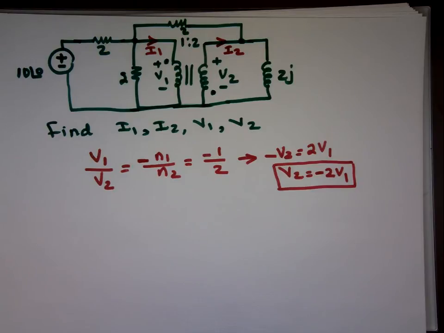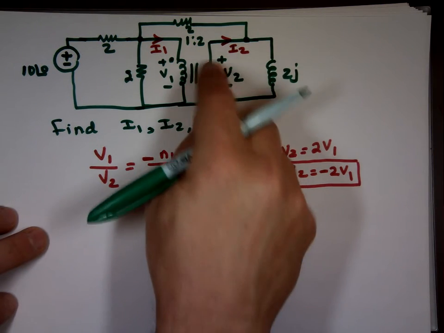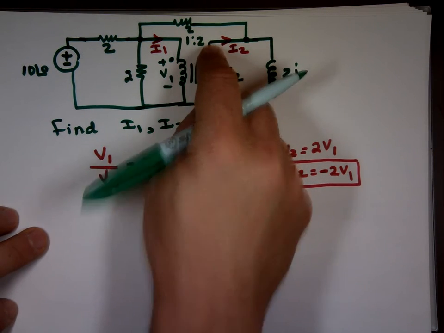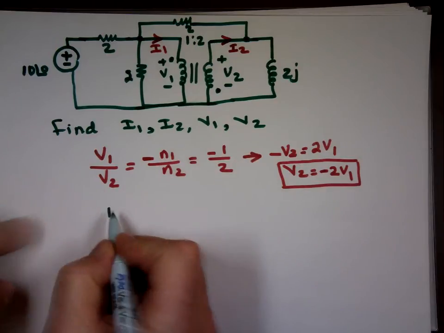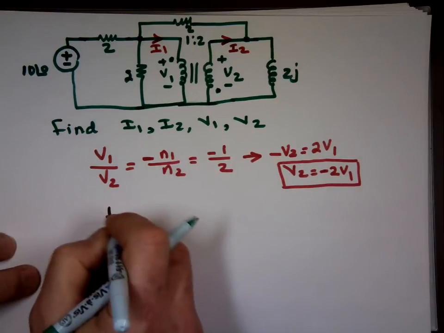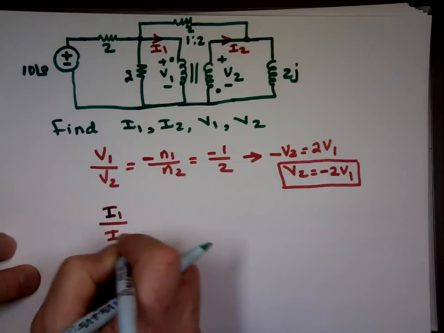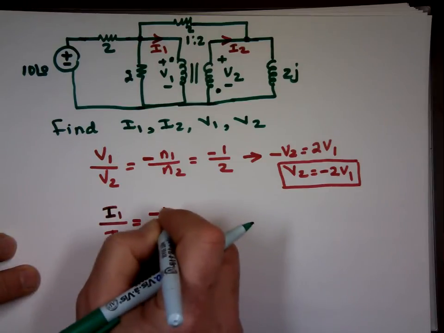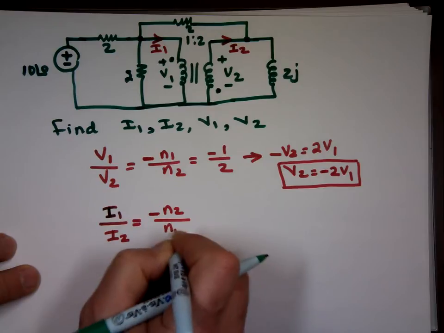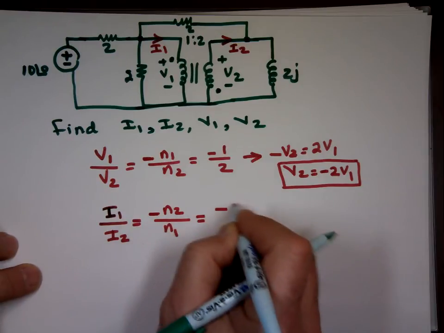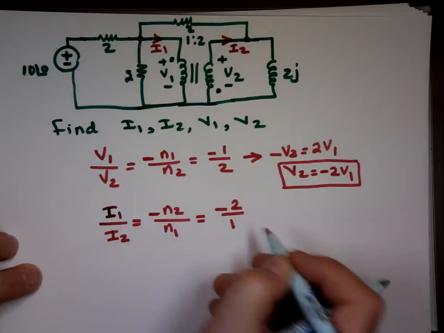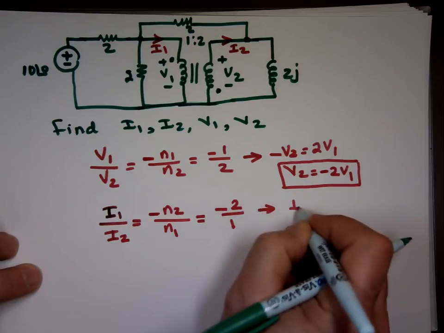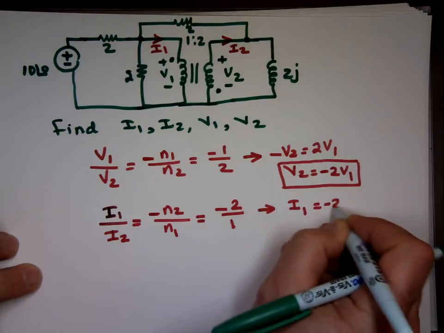Now notice the current I sub 2, they're both entering the dot, right? If I sub 2 is going this way, that means coming from here. They're both entering the dot. What's the ratio of I sub 1 to I sub 2, if they're both entering the dot? Negative N2 to N1, which is negative 2 to 1. So that tells me I sub 1 equals negative 2 I sub 2. And that's my second equation.